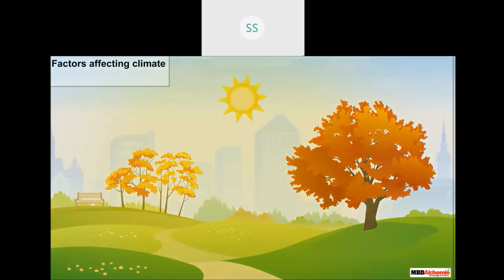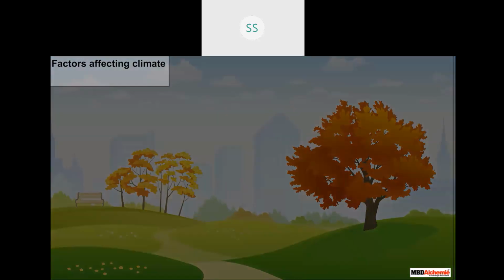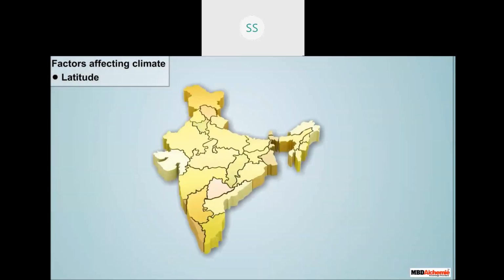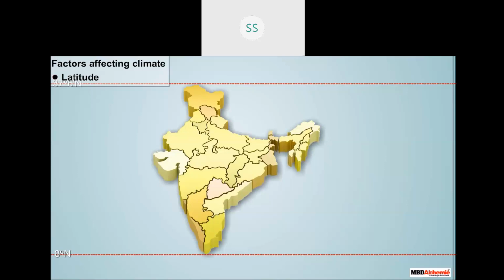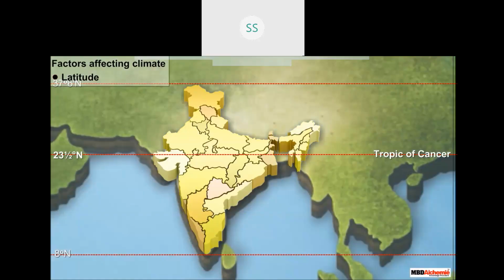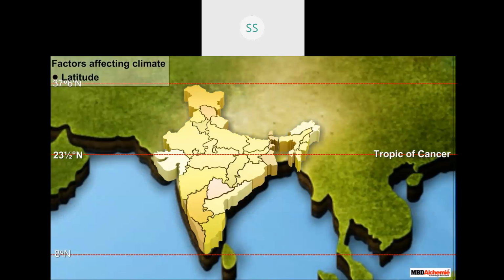Latitudinal extent of India, children, which you did in the first chapter. In the southern part, it is from 8 degrees 4 minutes to 37 degrees 6 minutes north. And the Tropic of Cancer passes through 23.5 degrees north through the center. Thus, the area which is south of this is tropical, and north of the Tropic of Cancer is the subtropical zone.